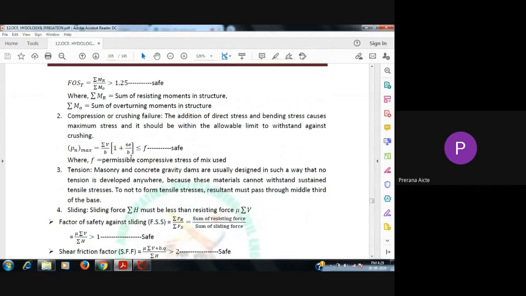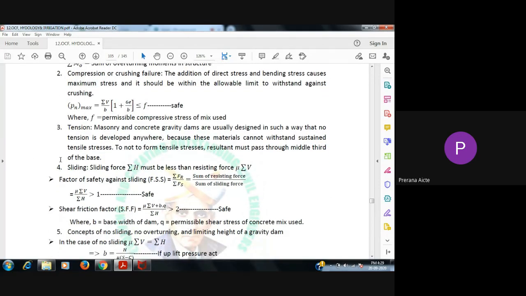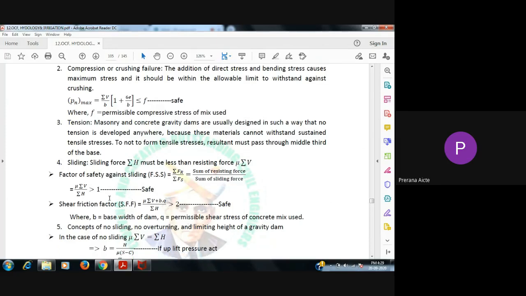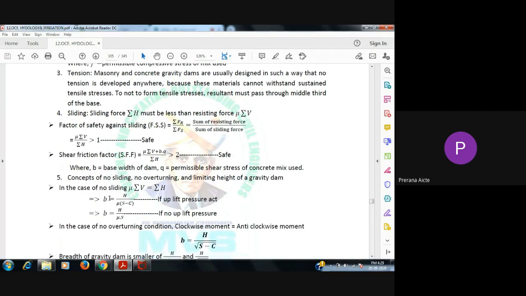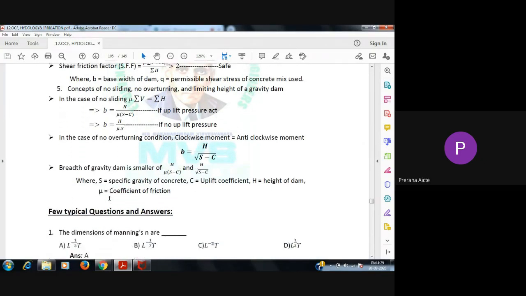So this is the one: maximum stress sigma = (ΣV/B)(1 + 6e/B) less than or equal to f, so that it is safe. Then tension. For no tension developed at the base, the middle third rule, e equal to B by 6, is mentioned here. This is where the factor of safety is adopted for design.